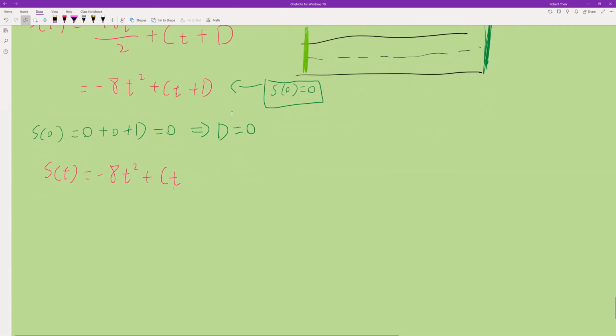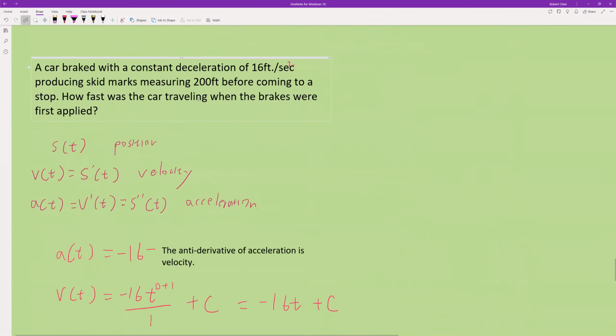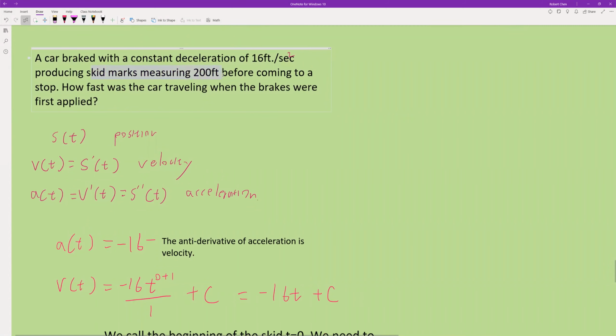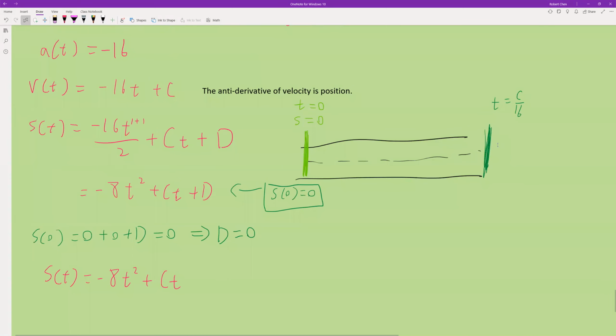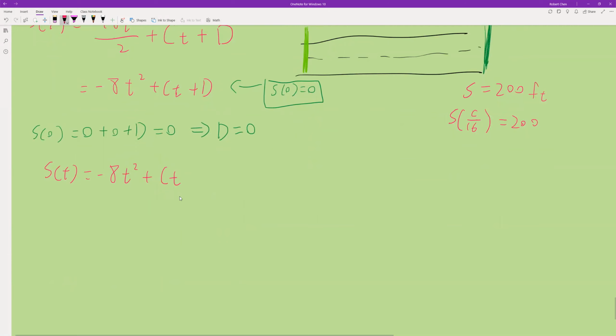All right. Now, another piece of information that we have on the skid is that it makes skid marks of 200 feet before coming to a stop. So that means at the end of the skid mark, s is equal to 200. The car skids for 200 feet before coming to a stop. That means here we have another piece of information: s of c over 16, the time when the car comes to a stop, is equal to 200. And we can plug that in here and try to solve for c.